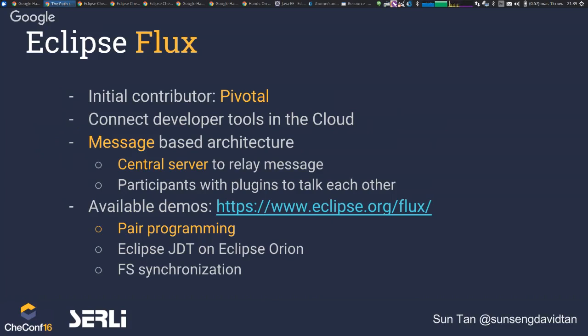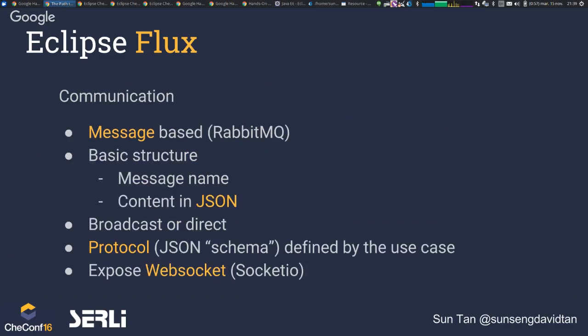But there are also other demos that we have, where we got an Eclipse Orion that doesn't support Java intelligence and that can use an Eclipse JDT that is running somewhere else in the cloud. We also have demos for file system synchronization. So Eclipse Flux is based on RabbitMQ, which is going to be used to relay the messages.